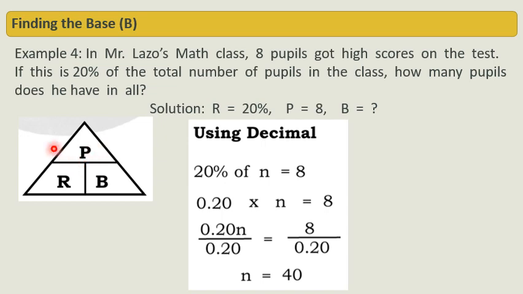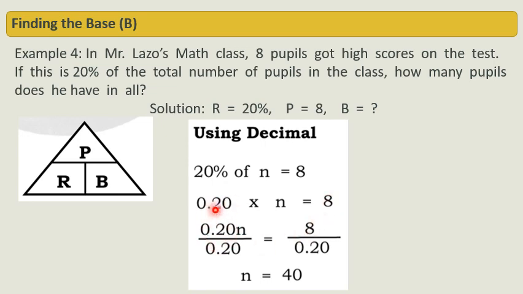So, using decimal again, gagawin nyo lang is kung nawawala ang B, pwede nyo i-change ito sa PRB. So, paano yun? 20% of yung total is 8. So, ito na siya. 20% of yung total na nawawala is 8. So, kung R times B yan, yung rate natin is 20 hundreds kasi change na natin siya into decimal times yung n natin kasi siya yung nawawala and percentage natin yung nasa kabila ng equal.